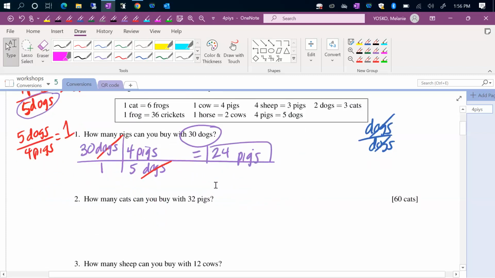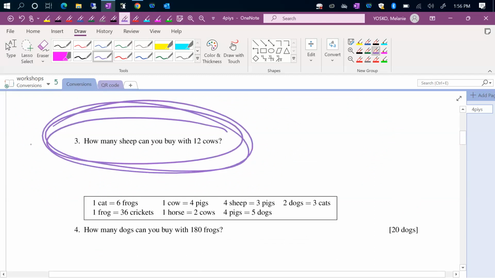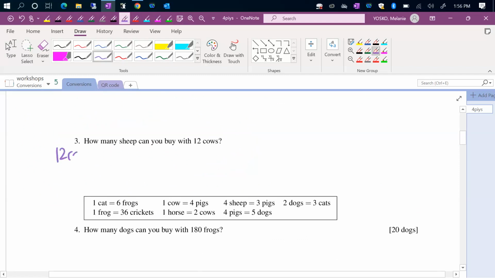We'll skip to number 3, and I have the chart down here again. How many sheep can you buy with 12 cows? So what are we gonna start with? Always start with what you're given. What are we starting with? No, in the problem. Start here. What am I given? I'm given a number and a unit. 12 cows. We're gonna start with 12 cows. You can put it over 1 if you want to.